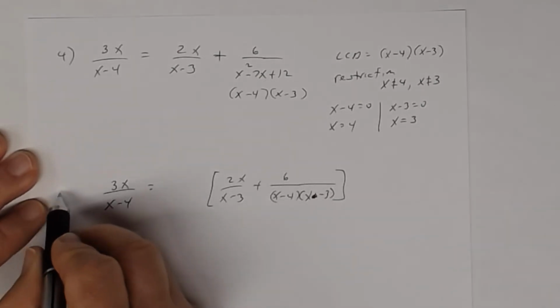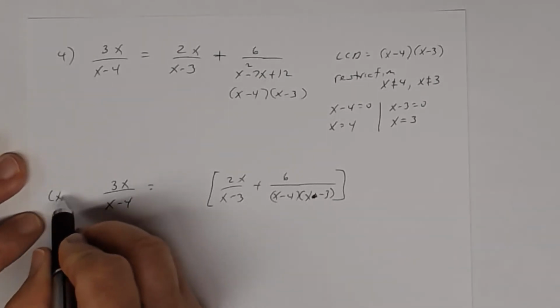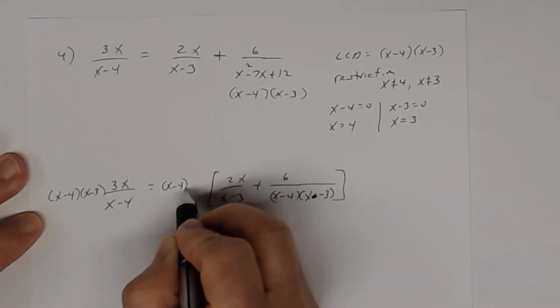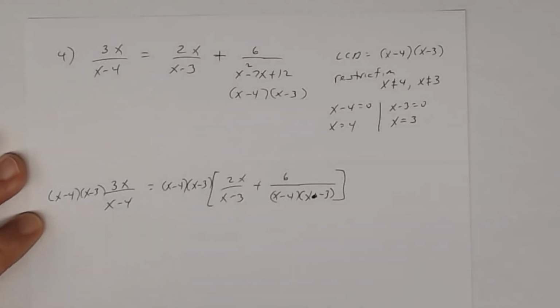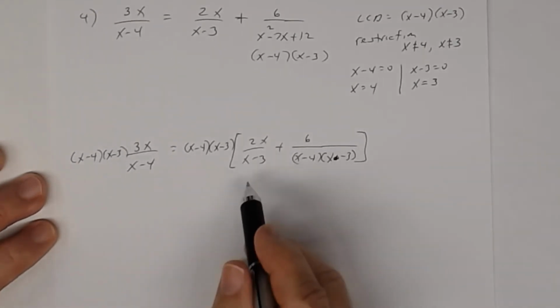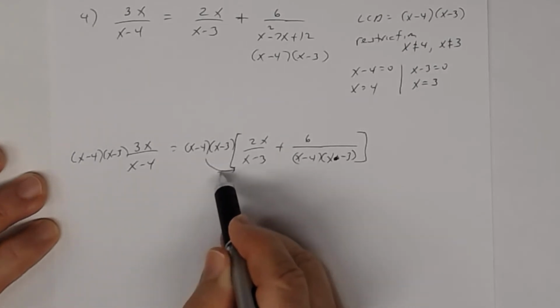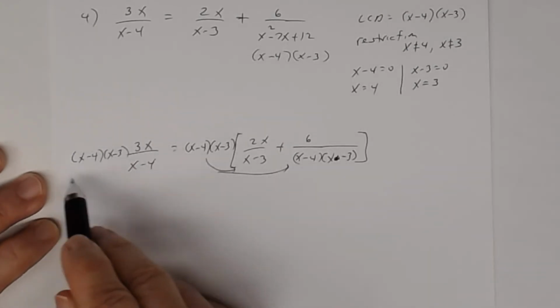And I'm going to multiply both sides by the LCD, so I get (x - 4)(x - 3), just like that. Okay, so now we're going to go ahead and solve this equation. So we're going to go ahead and distribute here, and we'll go ahead and leave this alone for right now.